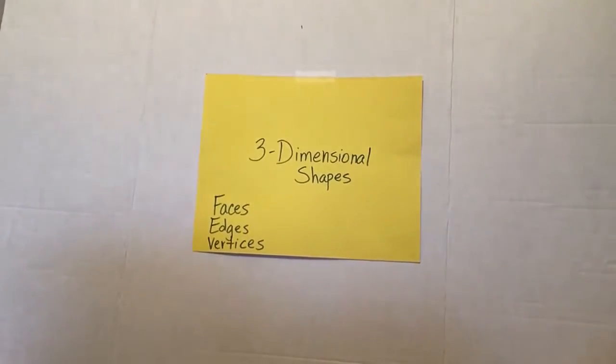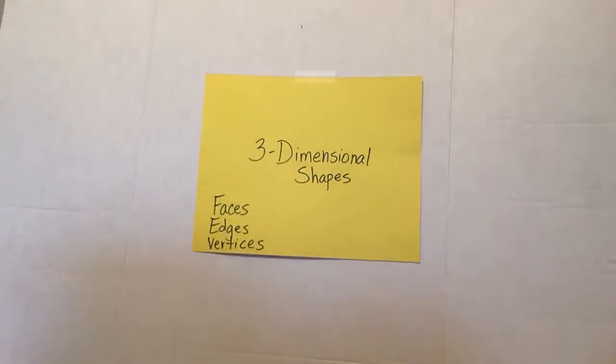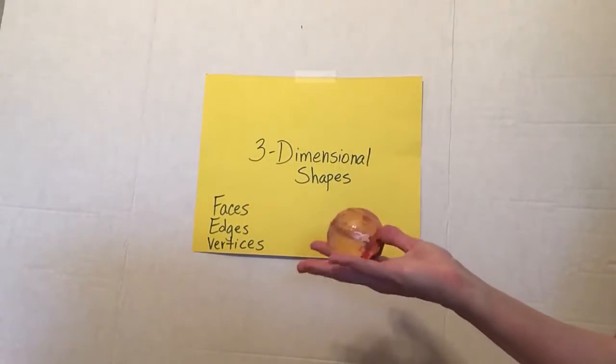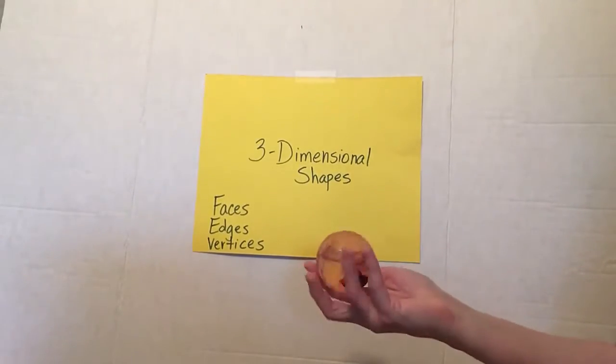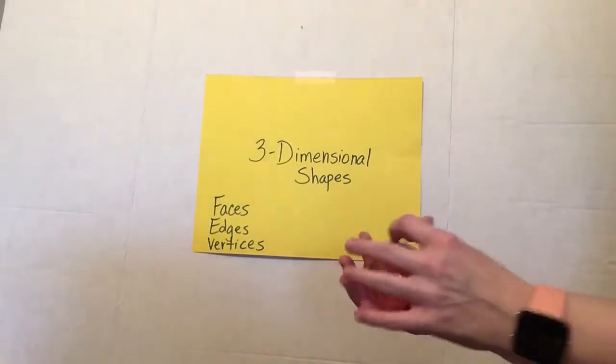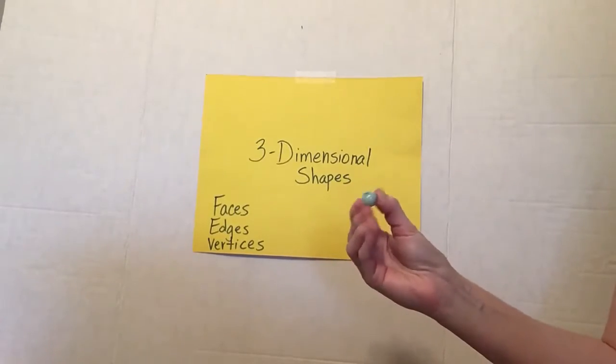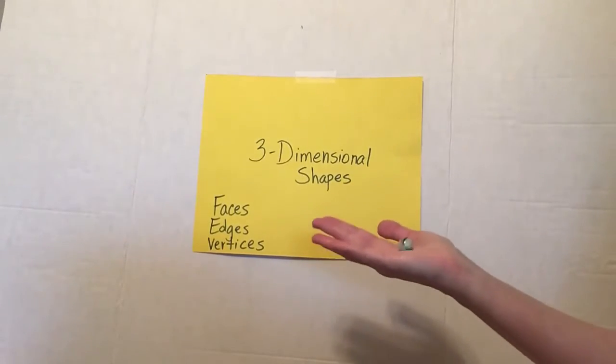Hi, second graders. Today we're going to continue talking about three-dimensional shapes, and we're going to discuss faces, edges, and vertices. So the first shape we're going to look at is a sphere. Now think about what you know about a sphere. It's round, it has no faces, no edges, and no vertices. And here's another one. A marble is also a sphere, just round, okay, curved surfaces.